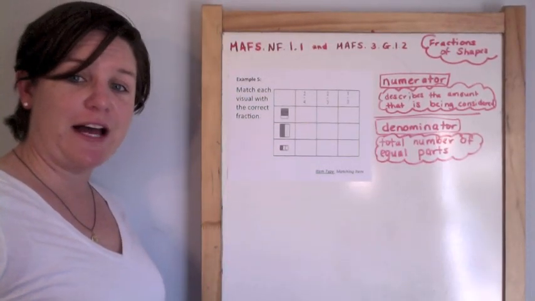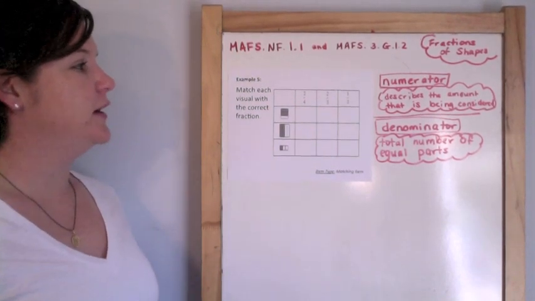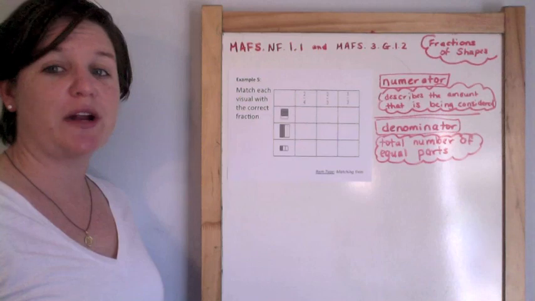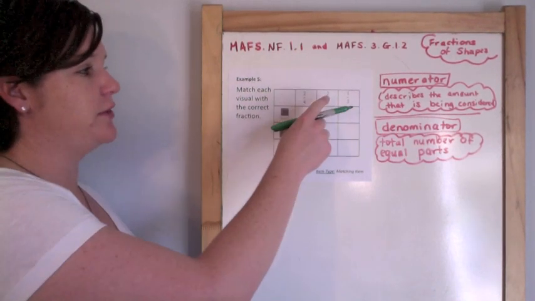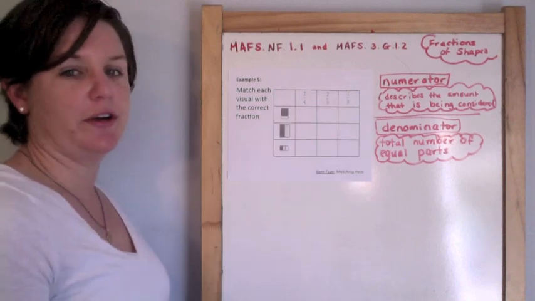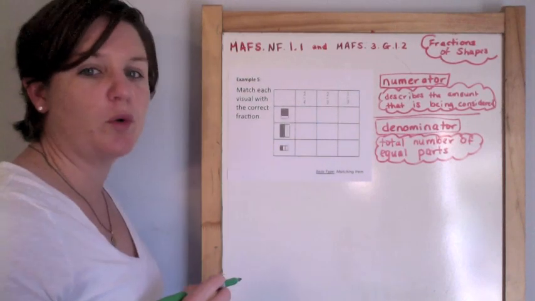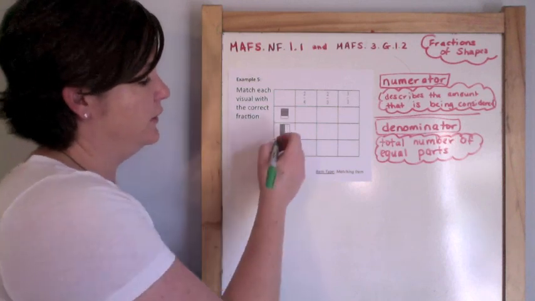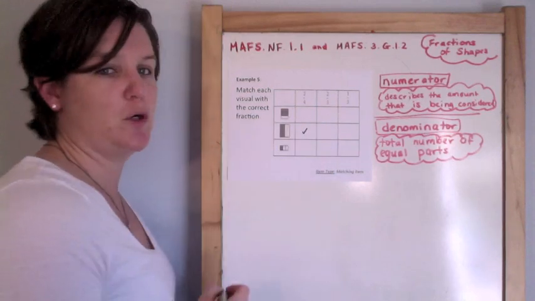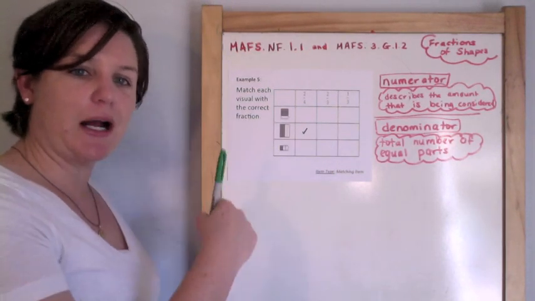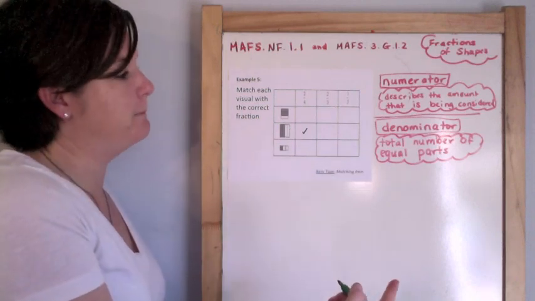This is example 5. It's a matching item, and it says match each visual with the correct fraction. Okay, we've got 2/4, 2/3, 1/3. So which one here shows 2 out of 4 shaded? This one right here has 2 shaded, and there are 4 total. Boom, just put a check in the box. And that means that you know what you're doing with this problem.